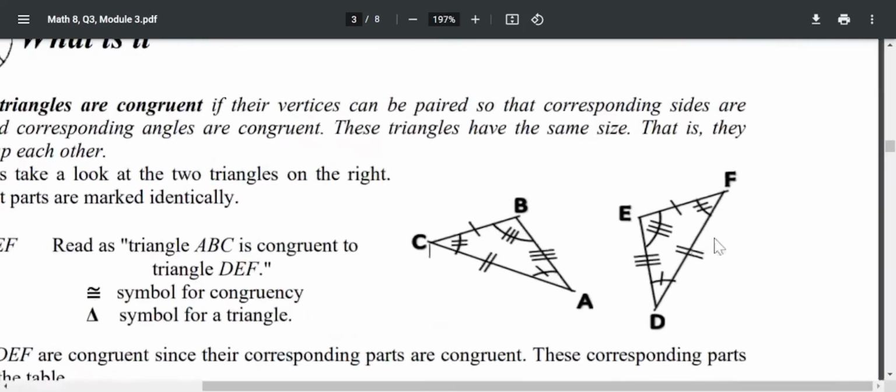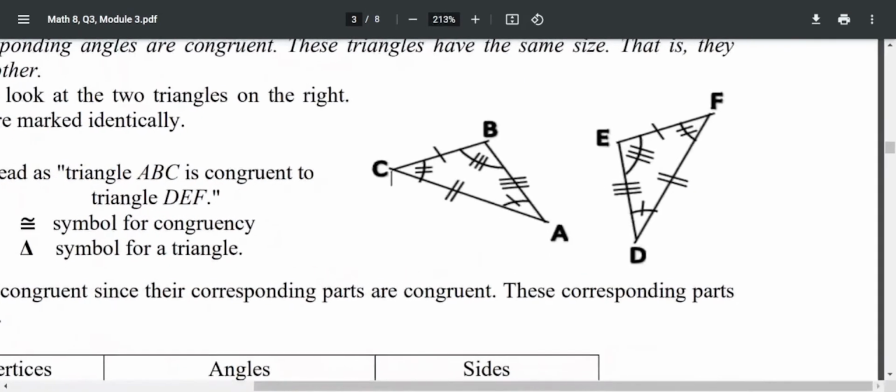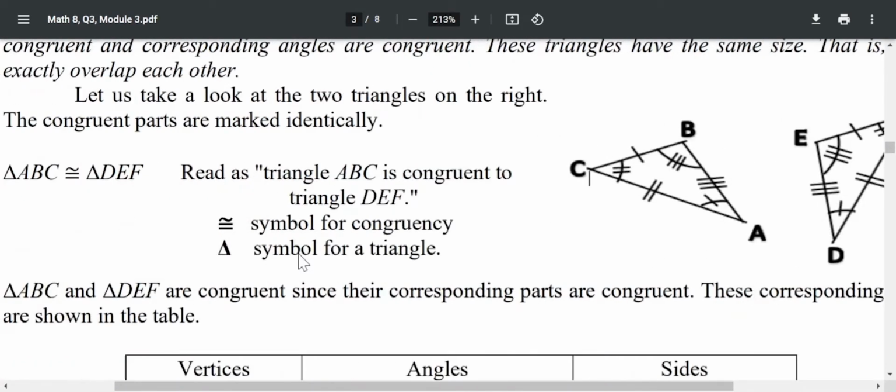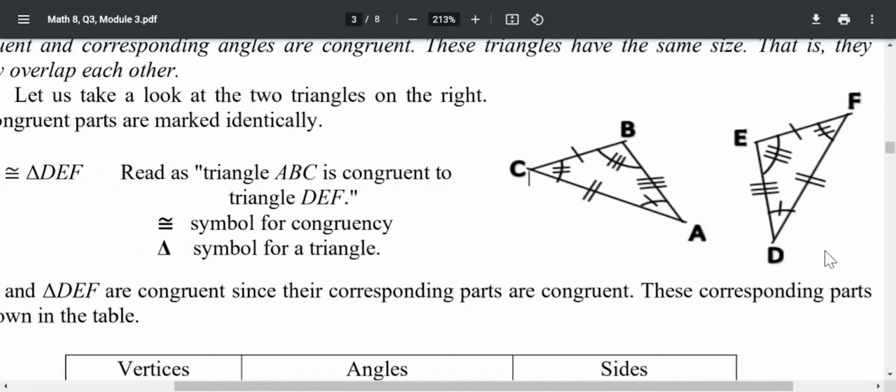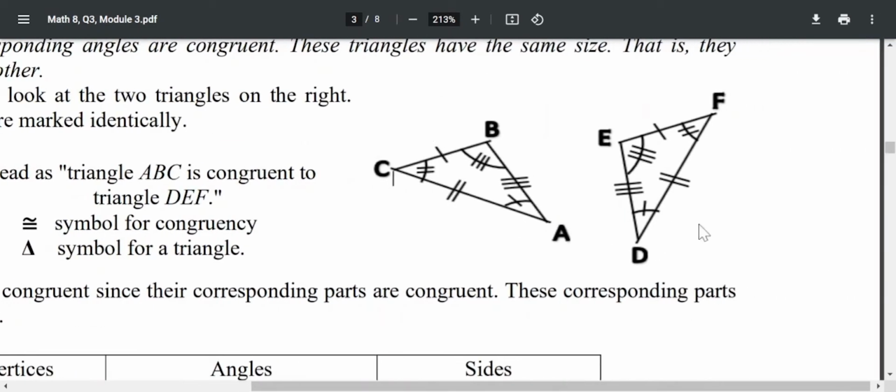Now let's take a look at these two triangles on the right. We have two triangles, right? And you can see the markings. These markings show which parts are congruent. We have triangle ABC and triangle DEF. On side CB, you can see one mark, and on side EF there is also one mark. That means this side CB or BC is congruent to this side EF.